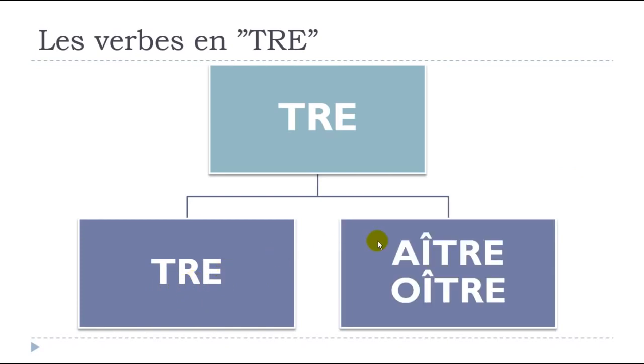But the second one, I thought maybe we should put them in a special group: the verbs ending with être and oître. So AI, accent circonflexe, TRE, être, and OI, accent circonflexe, TRE, oître. Because basically they will behave a bit differently. So let's start now with the first one, the verbs ending with TRE.